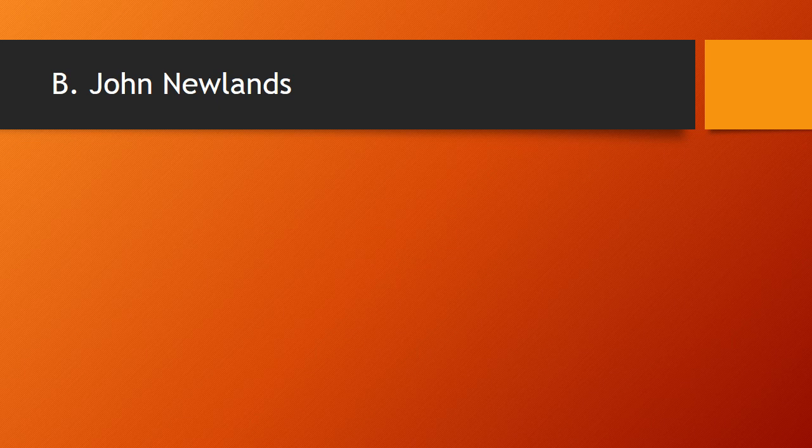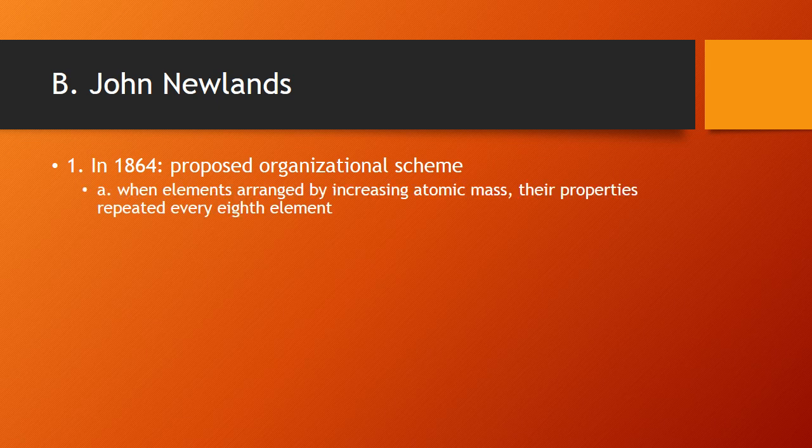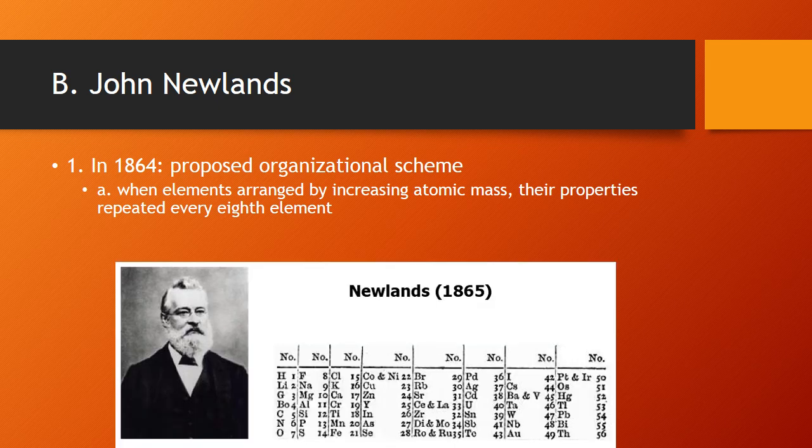First, from an English chemist by the name of John Newlands. In 1864, he proposed an organizational scheme. What Newlands recognized was that whenever he arranged the elements by increasing atomic mass, their properties repeated every 8th element. So in other words, if he ordered all the elements from the lowest atomic mass to the highest, every time he got to the 8th element, the properties would seem to start over again. Not exactly the same, but very similar.